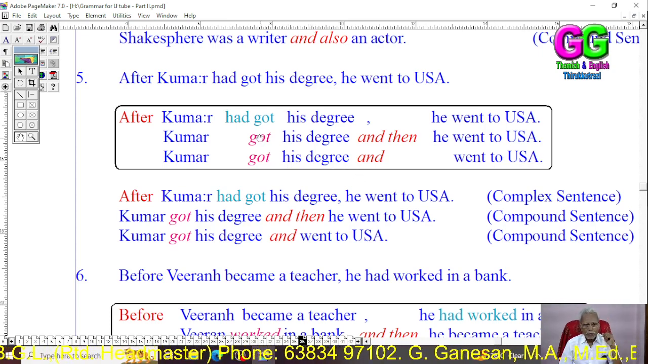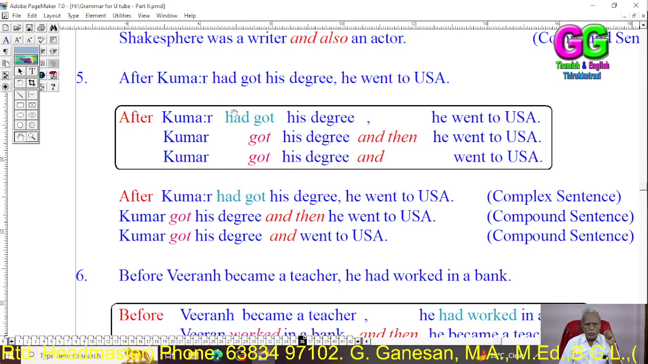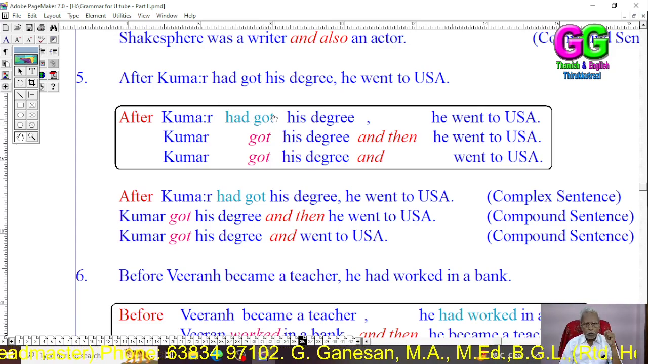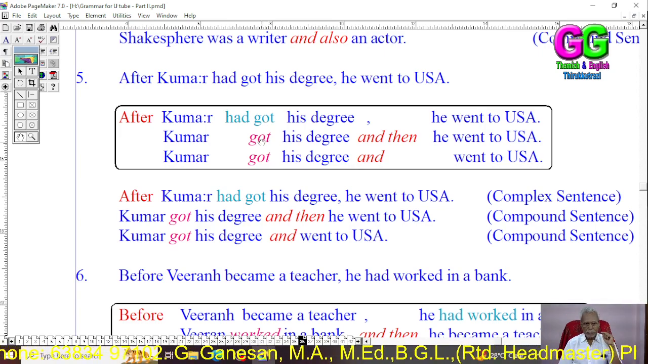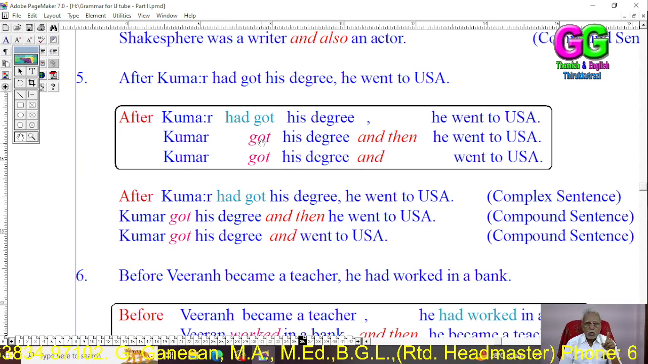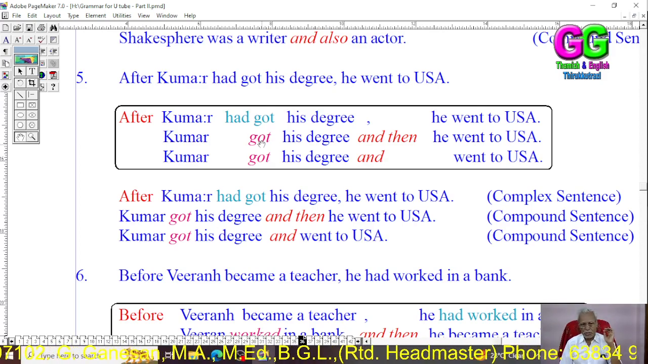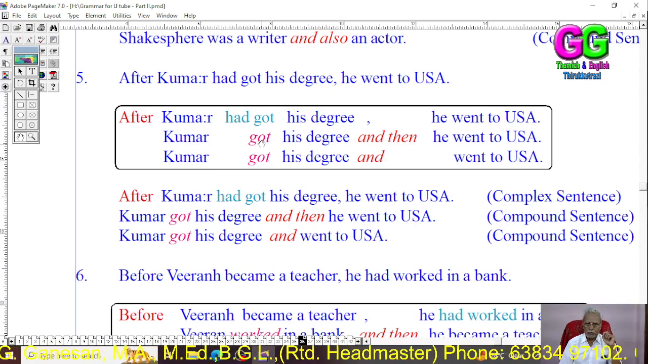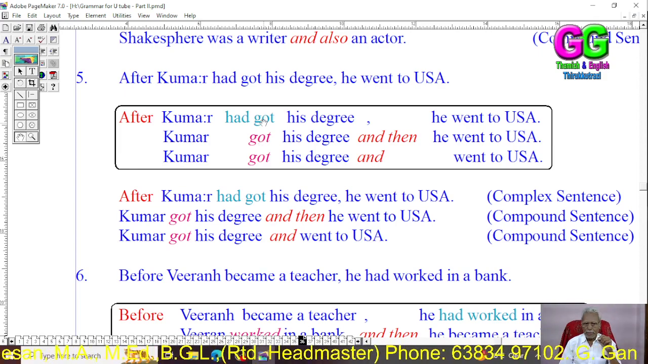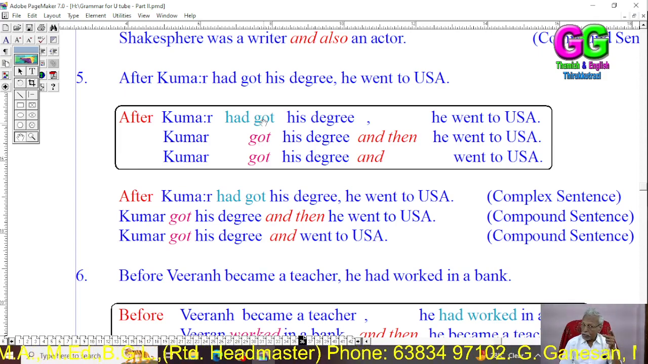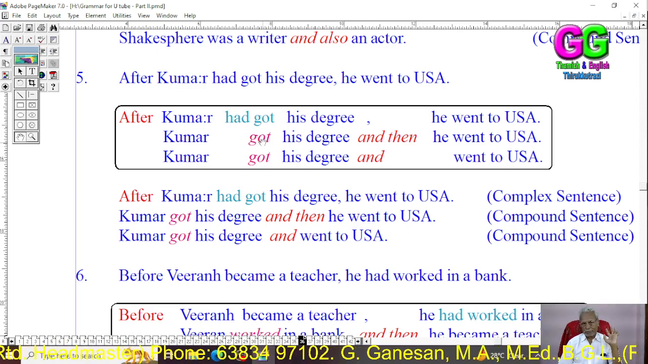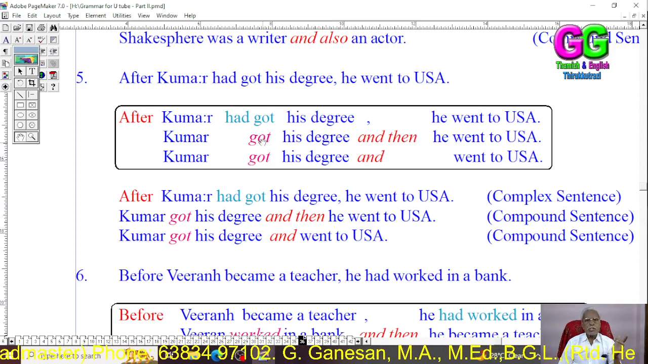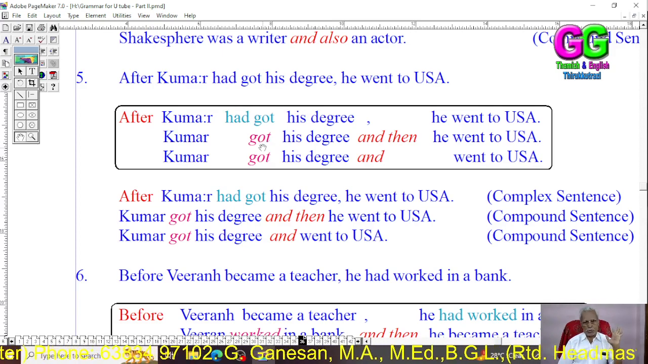Dear students, you should know it. In had got, got is the past participle. In got alone, got is past tense. Got is past. Get, got, got. Here it is past perfect. Here it is past, a past verb. It is a past participle verb. So both for past tense and past participle, got is used in English.